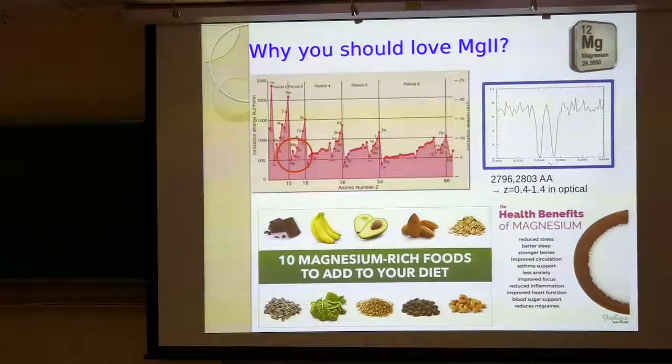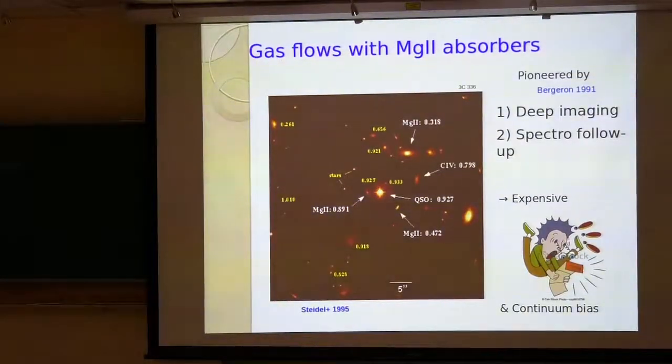So magnesium II is part of the talk. Historically, this was done in the late 80s and early 90s by Jacqueline Bergeron, the first to actually identify the galaxies associated with strong magnesium II absorbers. As you said, the technique traditionally involves deep imaging and doing spectroscopy follow-up with multi-slit or single-slit on multiple galaxies. This tends to be very expensive, and you also bias yourself with a continuum selection.